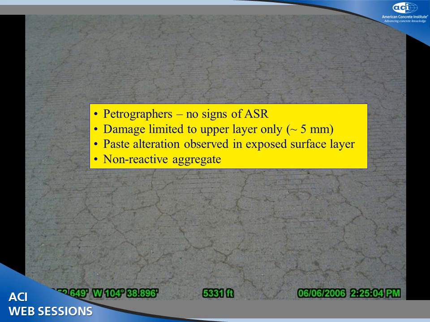We sent out cores from all these different sections to 5 different petrographers, and they found no signs of ASR occurring. I don't have a picture of it here, but there is damage occurring in these specimens right at the upper 5 millimeters of the surface. You do see paste alteration occurring, and like I mentioned earlier, this was a non-reactive aggregate in the concrete.